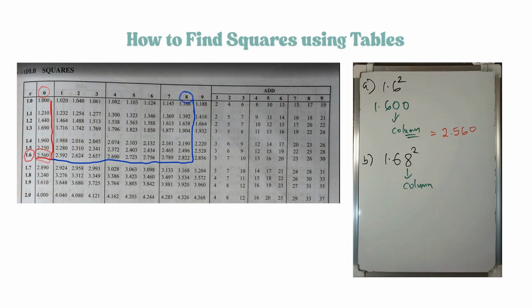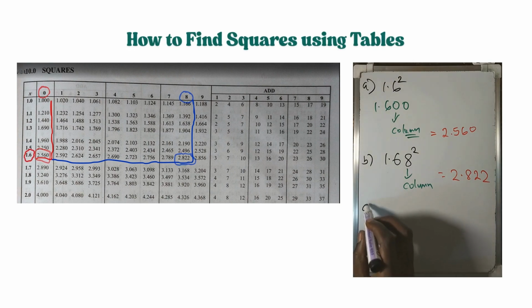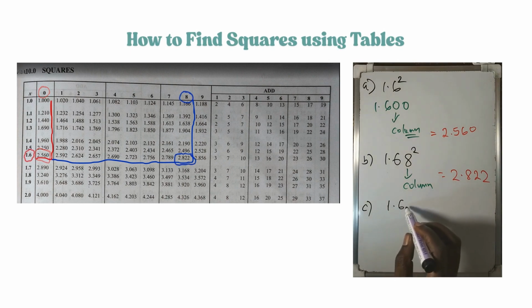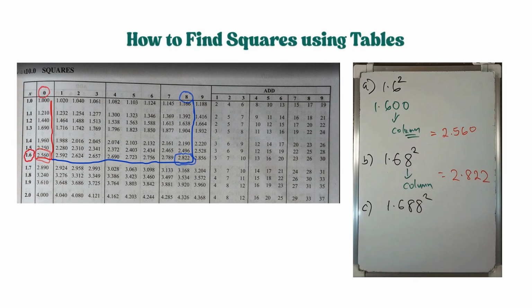1.68 squared is 2.822. Now let's look at the third one. The square of 1.688.